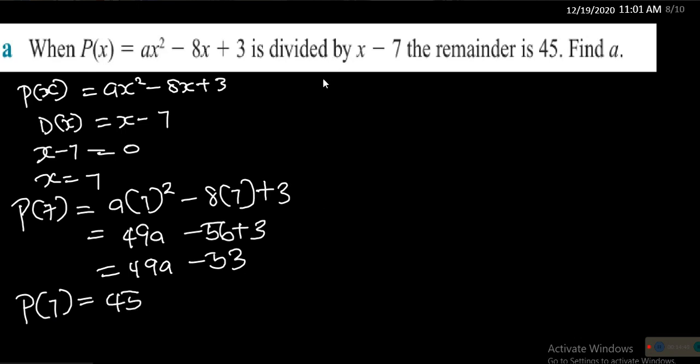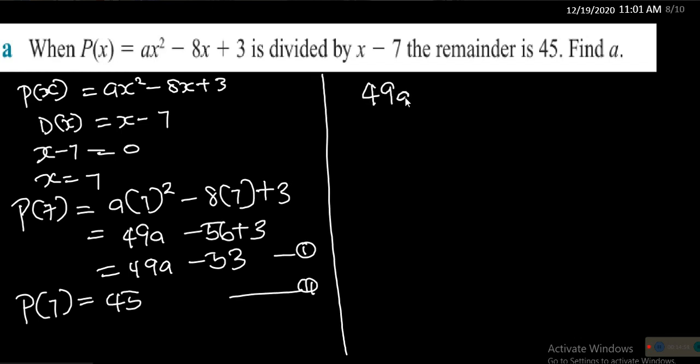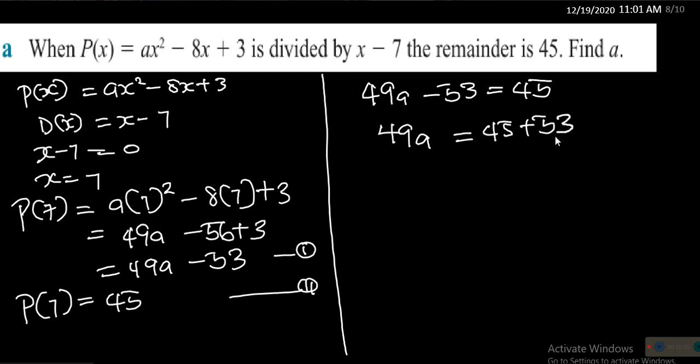So we are going to solve the equation with, let's call this equation 1, equation 2. If we equate equation 1 and 2, we have 49a minus 53 equal to 45. Okay, so 49a, adding 53 to both sides, we have 45 plus 53, and if we add that, we have 98. So 49a equal to that.